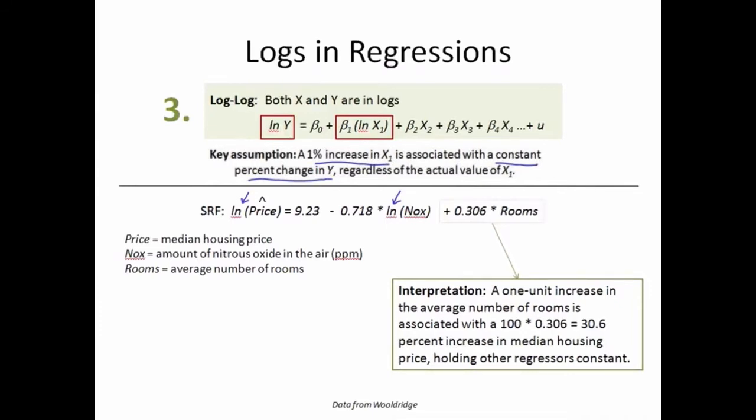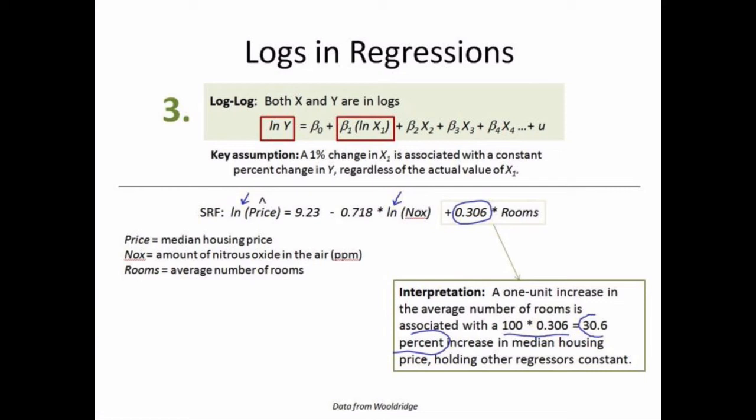And we've actually already seen how to interpret this coefficient of 0.306 on rooms. We interpret that as we would a log-level regression coefficient. So the dependent variable of price is in log, but the independent variable of rooms is not, and therefore we multiply the 0.306 by 100 to get our interpretation, which is a 1 unit increase in the average number of rooms is associated with a 30.6% increase in median housing price, holding other regressors constant.